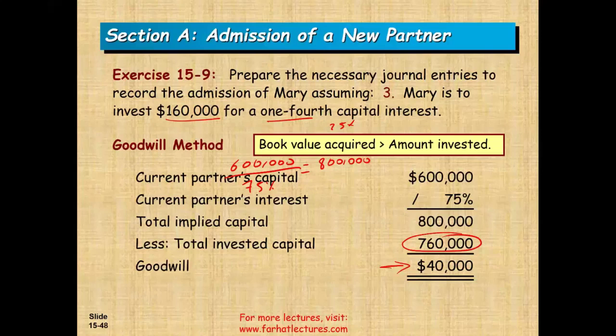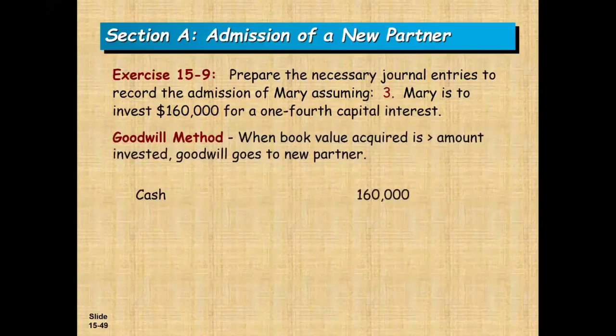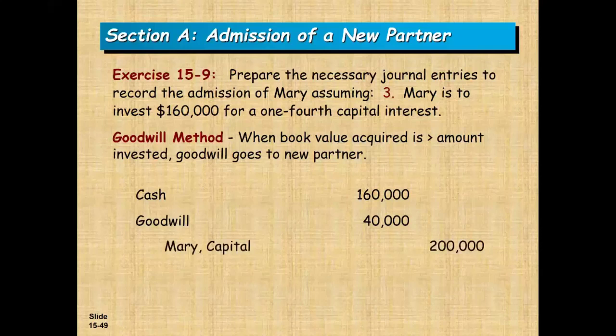Oh, let's journalize the entry. We're going to debit cash 160. We're going to debit goodwill 40,000, and Mary in that situation would receive 200,000 in capital. But basically, Mary got all the goodwill. Basically, Mary got all the goodwill because she got 1/4 of the company. So she received more than what she contributed.